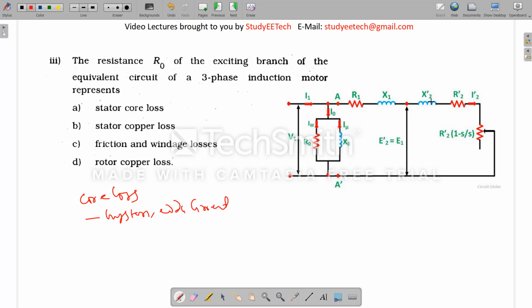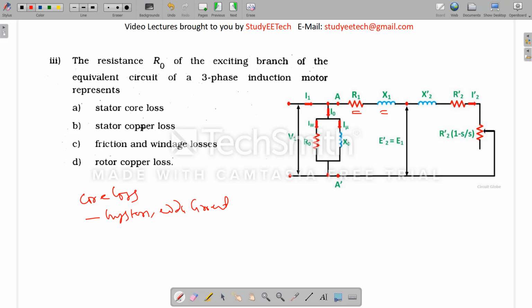And in this series branch, this R and this X represent the winding resistance and the leakage reactance, connected in series. And this shunt branch represents the core loss component R0. The current responsible for the core loss is Iw squared times R0, because this is a real power loss; that's why it is represented as R. And in this shunt branch, X0 represents the magnetizing component, which is required for setting up the flux.